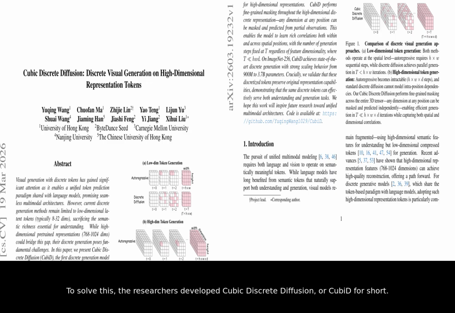To solve this, the researchers developed Cubic Discrete Diffusion, or CubiD for short. This is the first model of its kind that can generate images using high-dimensional representation tokens. It basically allows the AI to use a much more complex vocabulary when it draws.